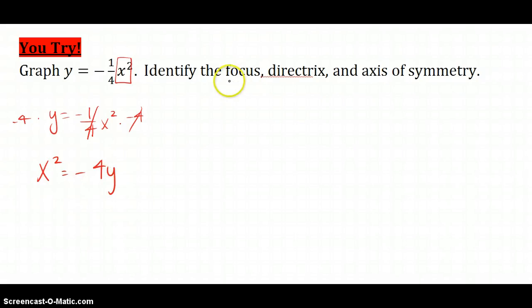And then it's easiest to find these in this order. I would go with the focus first, then find the directrix, and then get your points. You'll have to make a little XY table, and you can just use 3 points, and then your axis of symmetry last.